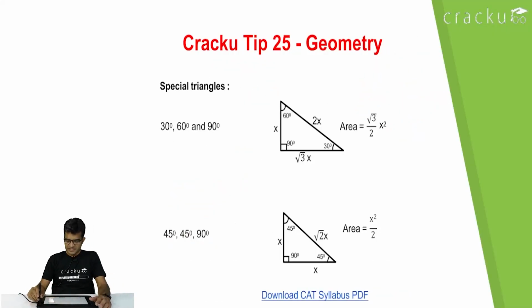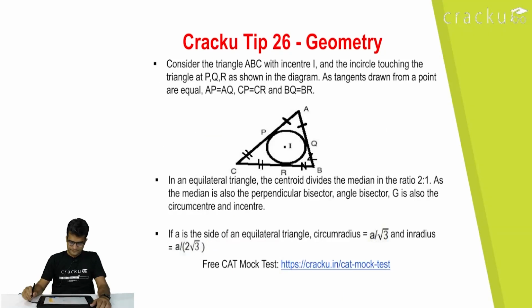There are some special triangles which have 30, 60 and 90 degrees or 45, 45, 90 degrees. This is an isosceles right angle triangle. This is a very commonly seen right angle triangle. You can calculate the lengths of each of the three sides if you know one of the sides. Next is with respect to an in center.